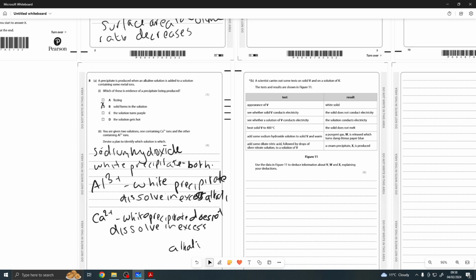Great. Now, B says a scientist carries out tests on V and a solution of V. Here are the test results shown in figure 11. The appearance of V is a white solid. The solid does not conduct electricity. The solution conducts electricity. If you heat it to 400 degrees C, the solid does not melt. If you add sodium hydroxide to solution V and warm, a pungent gas, W, is released, which turns damp litmus paper blue. And if you add dilute nitric acid followed by drops of acidified silver nitrate solution, you get a cream precipitate.